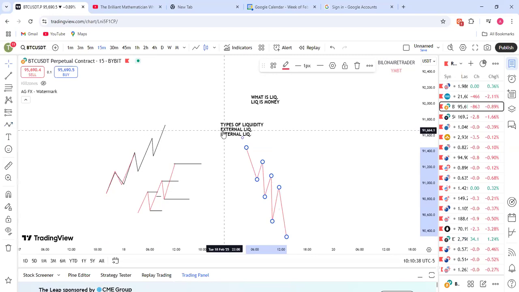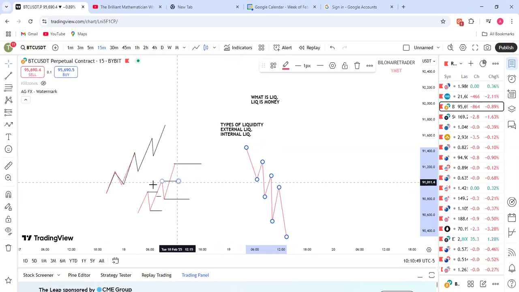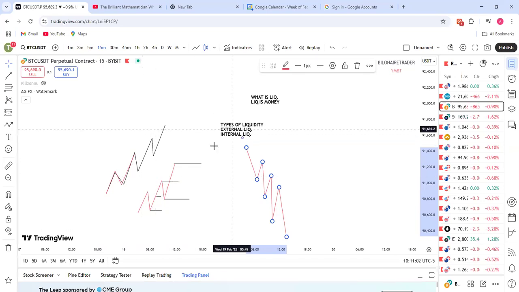So internal range is the range that is residing inside of the range. Internal liquidity is a liquidity that is residing inside the range, and external liquidity is the liquidity that is outside of the previous range. Let me break this down so you guys will understand. It can look confusing, but please go back and study this. The internal liquidity is the liquidity that is inside of a range.